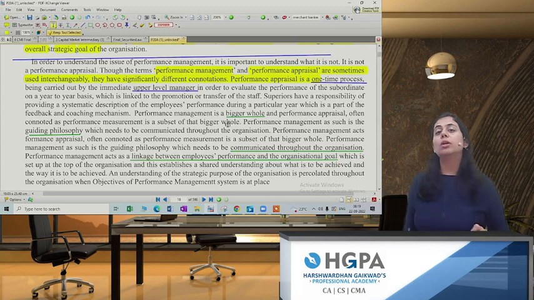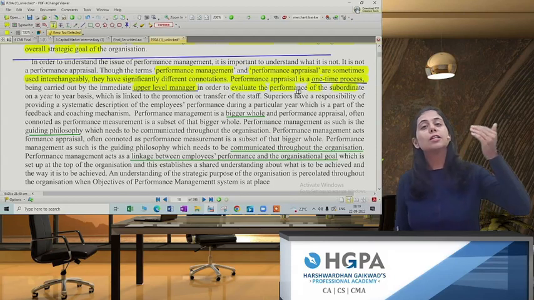Let's read what performance appraisal is. First thing, it's a one-time process carried out by the upper level manager. One time in the sense that every quarter he will come, one time he will measure your performance. That's it. And he will go back. Why is he coming? What is being done by the upper level manager? What we have discussed: to evaluate the performance of the subordinate.